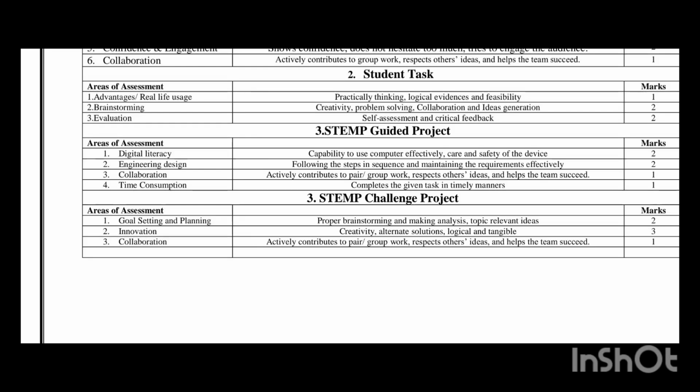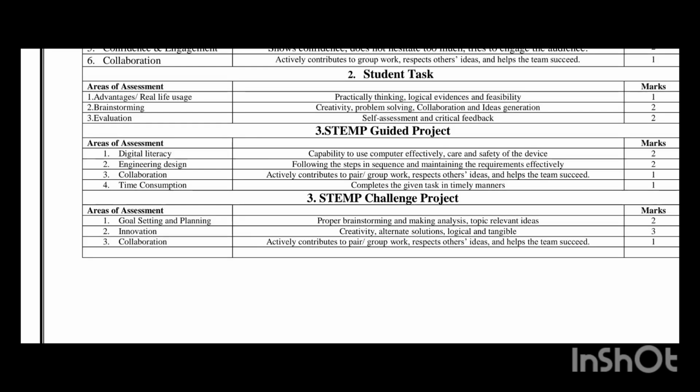So our second last area is the guided project, right? STEM guided projects, which we are doing with our students in the lab. So in these guided projects, what do we need to look at? We have to look at 4 things. First, digital literacy. Second is engineering design, then collaboration, and time consumption or time usage, right?